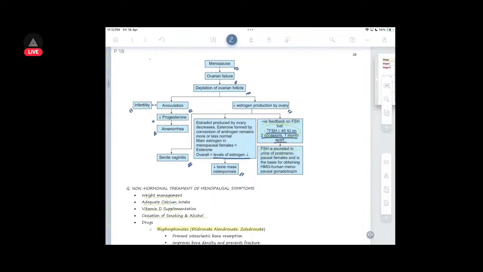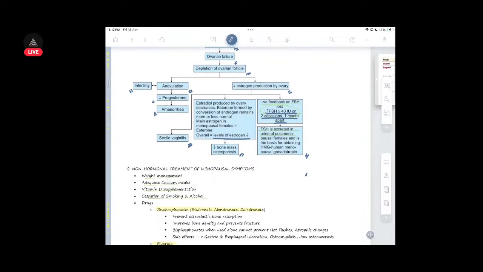Then FSH is excreted in urine of postmenopausal females and is the basis for obtaining HMG, human menopausal gonadotropin. Instead of HCG, it's HMG, human menopausal gonadotropin.